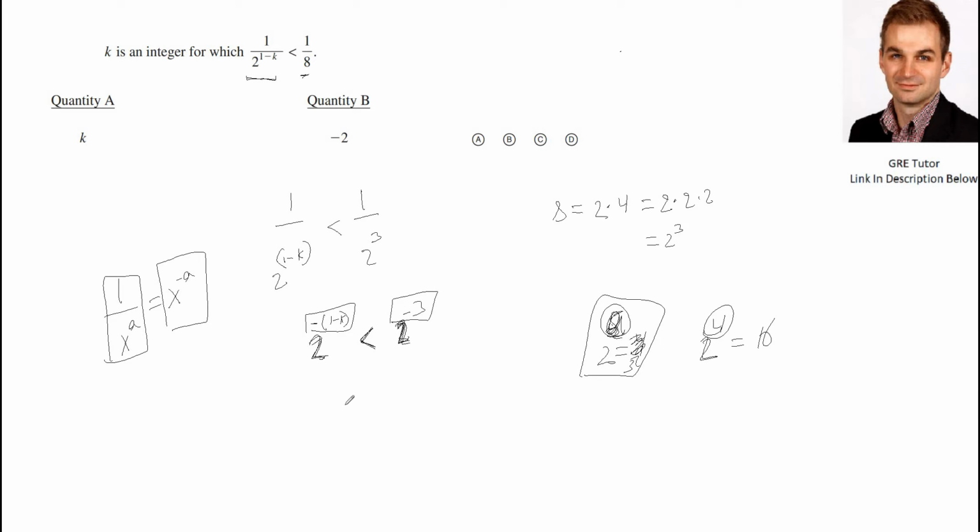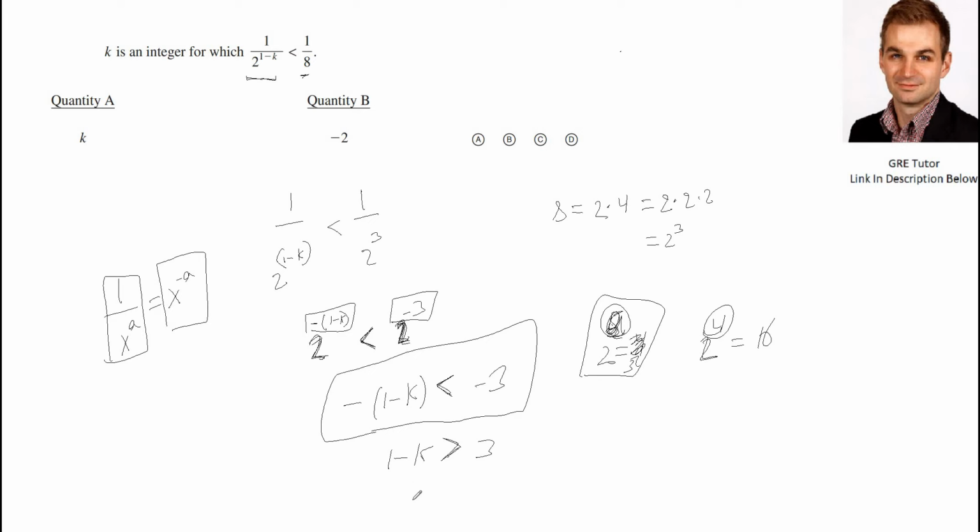So we can write this as negative (1 minus k) has to be less than negative 3. That's where we start. Now we solve for this. We divide by a negative 1, so we get 1 minus k, and we divide this by a negative 1, this turns into 3. Whenever you divide or multiply an inequality by a negative, you have to flip the sign. So we flip the sign. Then you get 1 minus k is greater than 3.